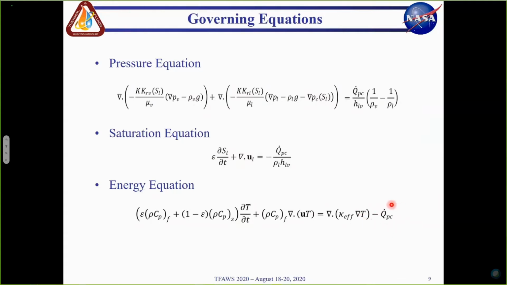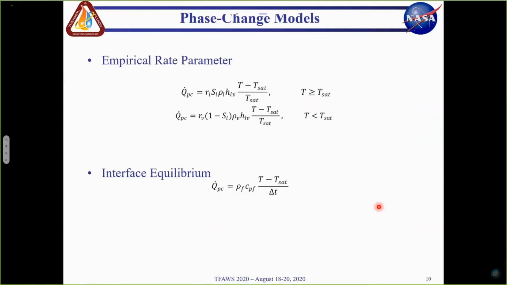Our first implementation to that solver was inclusion of the energy equation, where there is this transient temperature term, velocity, effective thermal conductivity term, and this phase change term. And this phase change heat, QPC, can be calculated from the phase change models. We have presented two different models here. One is the empirical rate parameter, and another is the interface equilibrium model.